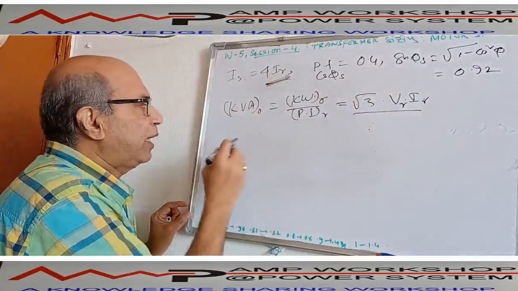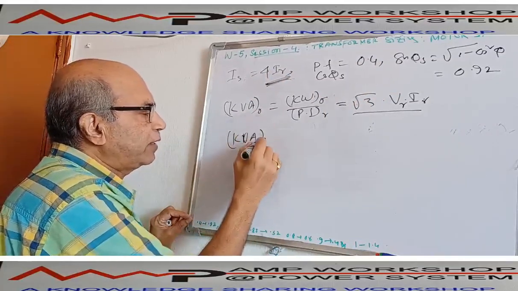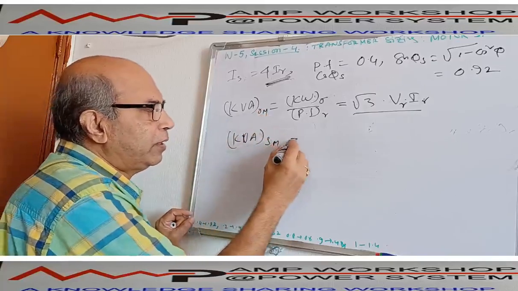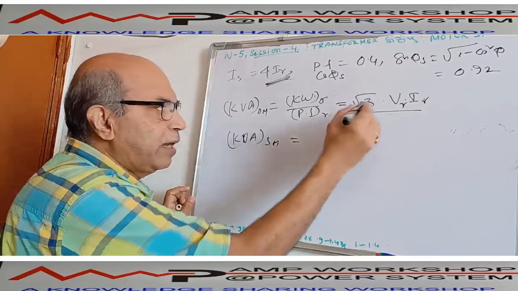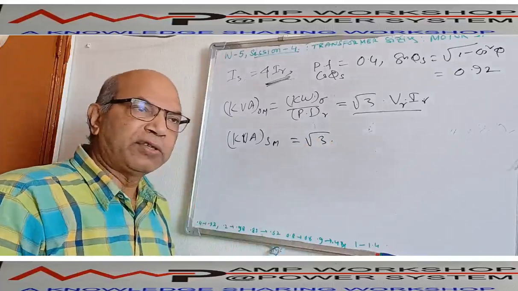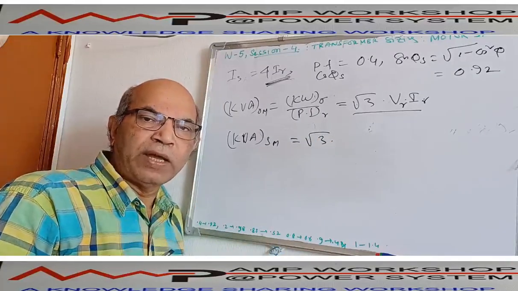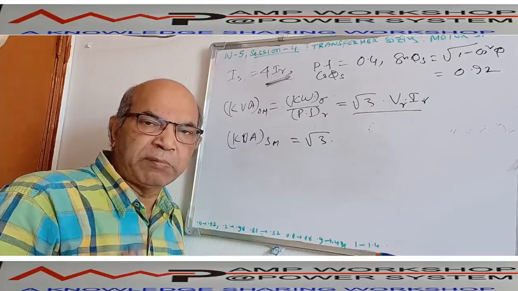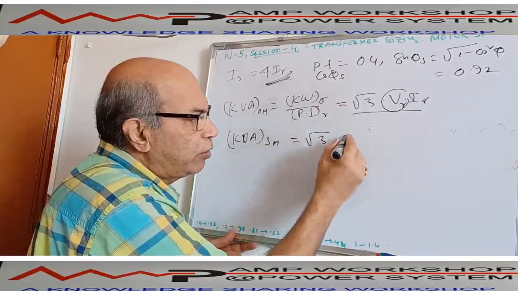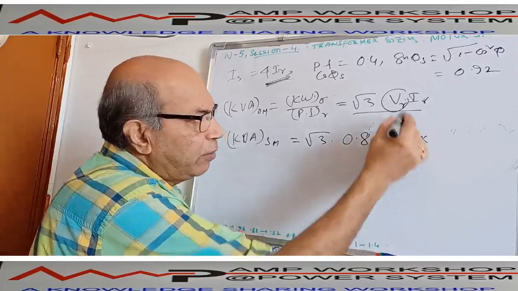Now, if we go to the starting kVA of the motor, how much will it be? This is the running kVA of the motor, and that is the starting kVA of the motor. In the same way, we can calculate root 3 into the starting voltage. Now, the starting voltage, how much have we said? During starting, the motor terminal voltage drops to 85%, meaning a 15% drop. That means the rated condition voltage is VR, so the starting voltage will be 0.85 into V running. And the current will be how much?